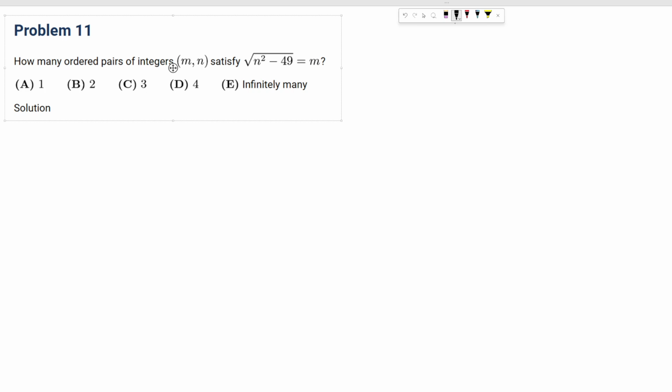So first things first, let's just square both sides. It's just asking how many m and n, where m and n are both integers, not necessarily positive, just integers, such that this is true. Let's just square both sides, and remember, since this is the positive square root, m has to be greater than or equal to 0. So let's not forget this.